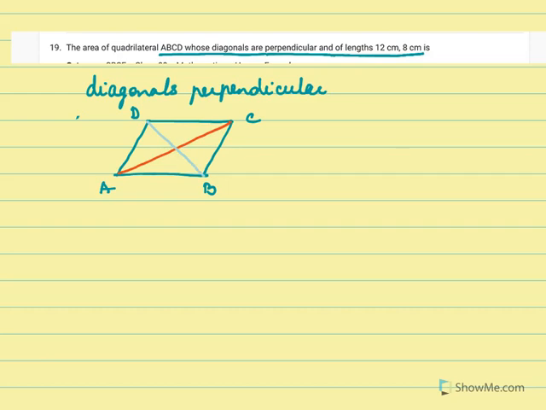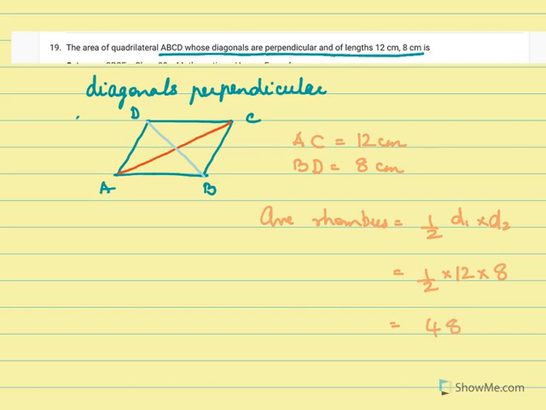In this case, they've said the diagonals are: one diagonal AC equal to 12 centimeter, another diagonal BD equal to 8 centimeter. And the area of rhombus formula we know is half product of diagonals d1 into d2. That is half, your d1 is 12, your d2 is 8. So half into 12 into 8 will be 48. So answer is 48 centimeter square.